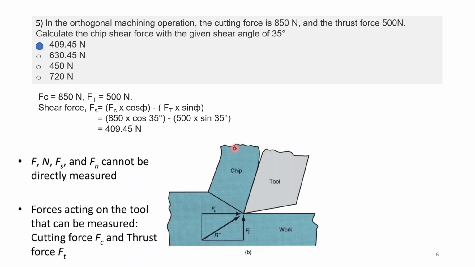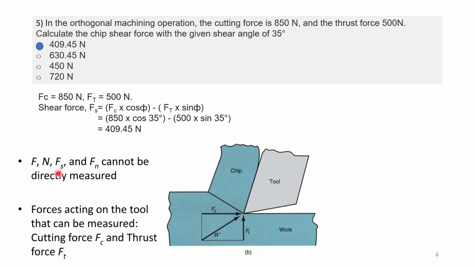And how these forces can be seen in the specimen: here Fc will be in this direction, Ft, the thrust force, will be in this direction, and there will be R double prime, which is the resultant force.